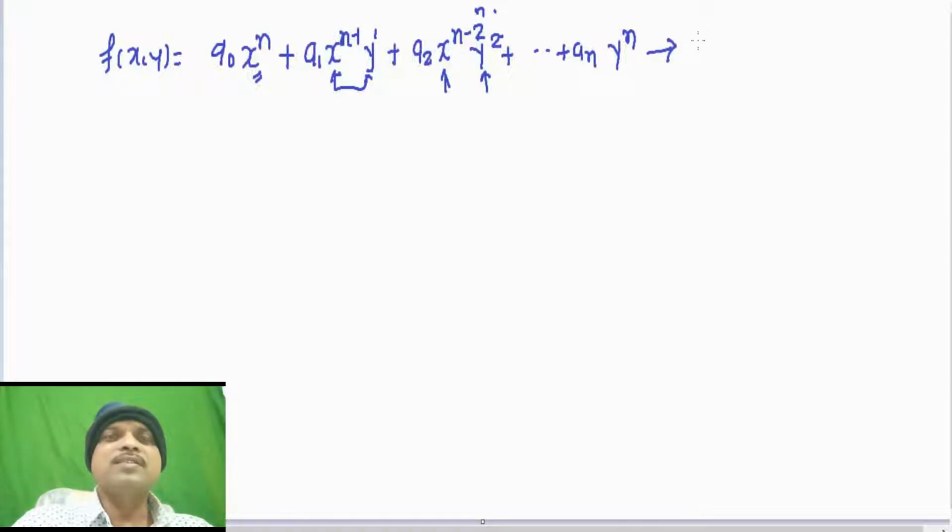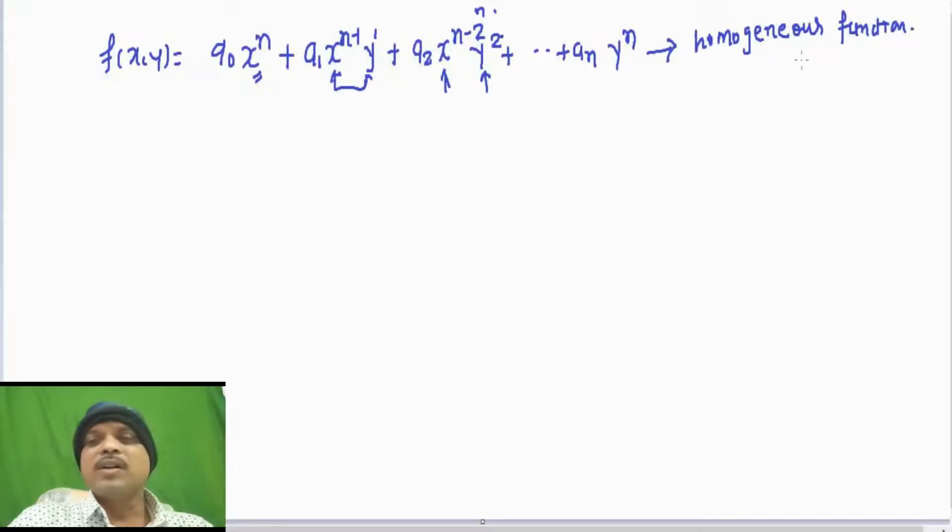In this sense we call it a homogeneous function. So what is a homogeneous function? A homogeneous function of two variables is one in which the degree of each term is the same. When the degree of each term is the same, we call it a homogeneous function.